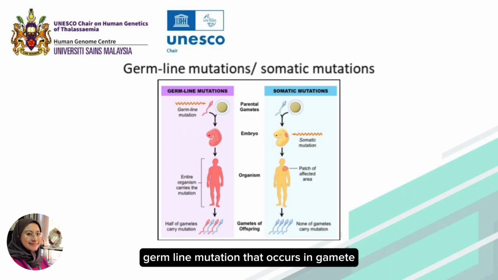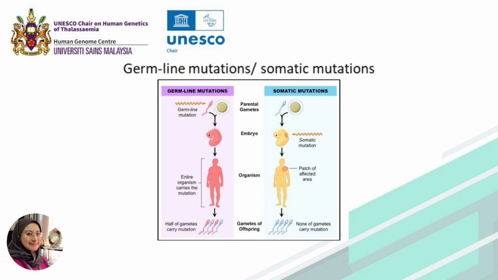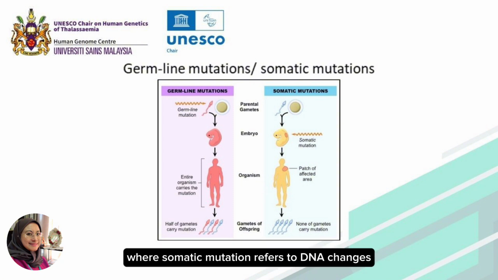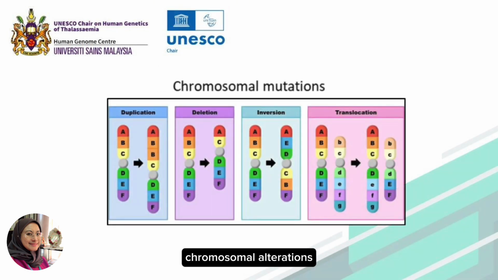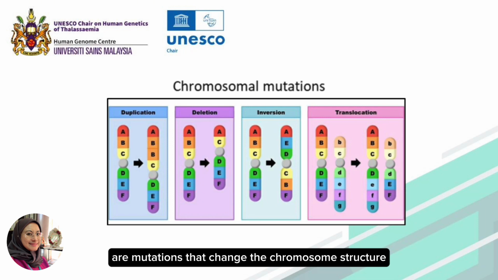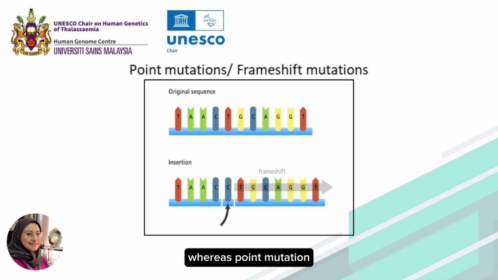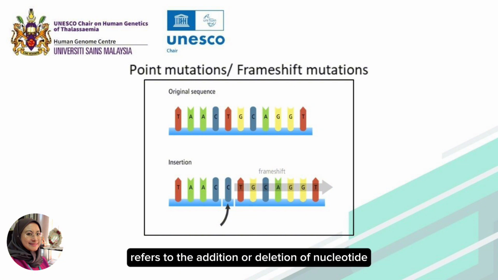Germline mutation occurs in gametes, which refers to the DNA that can be inherited from sperm or eggs during conception and passed to the offspring, whereas somatic mutations refer to the DNA changes that occur after conception to cells other than the eggs and sperm. Chromosomal alterations are mutations that change the chromosome structure, whereas point mutations change a single nucleotide, and frameshift mutations refer to the addition or deletion of nucleotides that cause a shift in the reading frame.